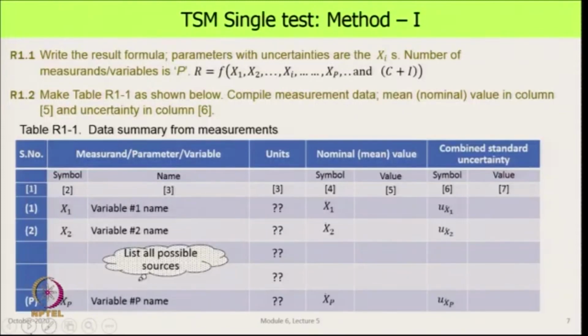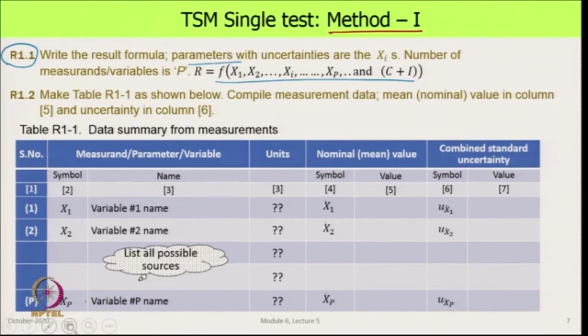So, let us see the step by step procedure for the Taylor series method, the single test method 1. These details are also given in the notes. Each step has been given a number, and that number you can see here. This is a step in a sequence. R1 tells us this is method number 1 for the result. So, we write the result formula, the parameters with uncertainties, and that is what we have.